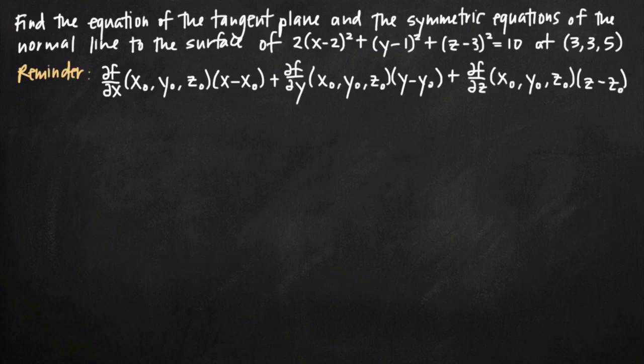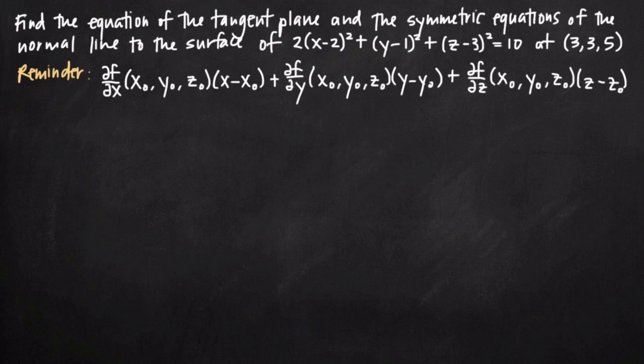Today we're going to be talking about how to find the equation of the tangent plane and also the symmetric equations of the normal line to the given surface. In this particular problem, we've been given the surface 2 times the quantity x minus 2 squared plus the quantity y minus 1 squared plus the quantity z minus 3 squared is equal to 10, and we've been asked to find the tangent plane and the normal line to that surface at the point 3, 3, 5.